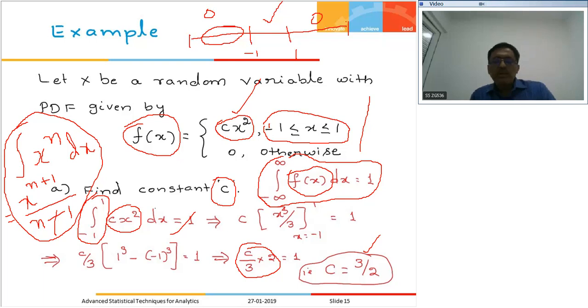Why we have taken the limit from minus 1 to 1 is because f of x is defined in the interval minus 1 and 1 only. That is the reason. So except in this interval, in which the function f of x is defined, the rest is all zeros. That's why in all our discussions we have taken the limits between minus 1 and 1. That is the reason.